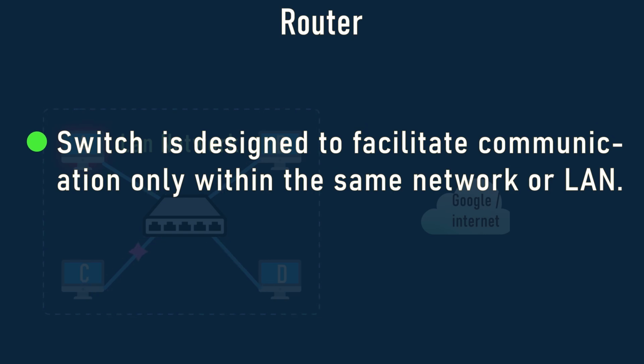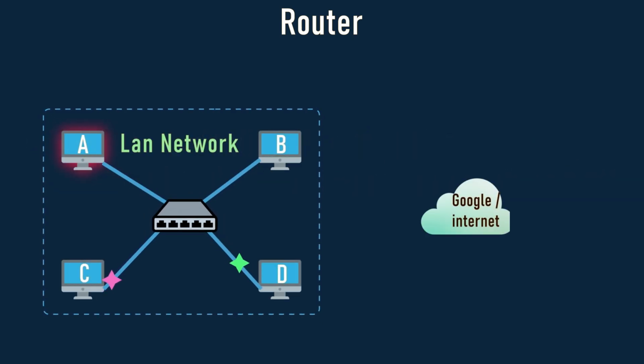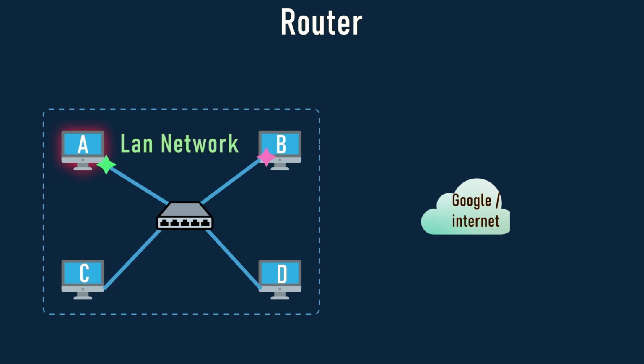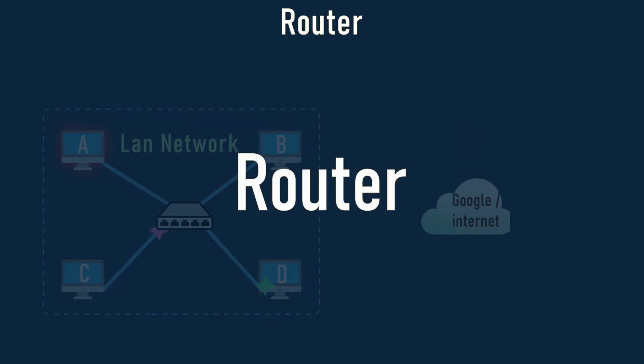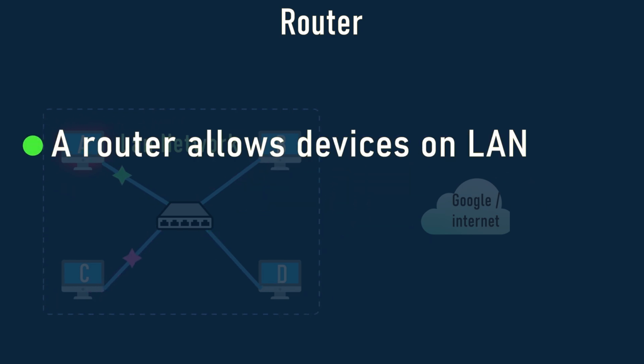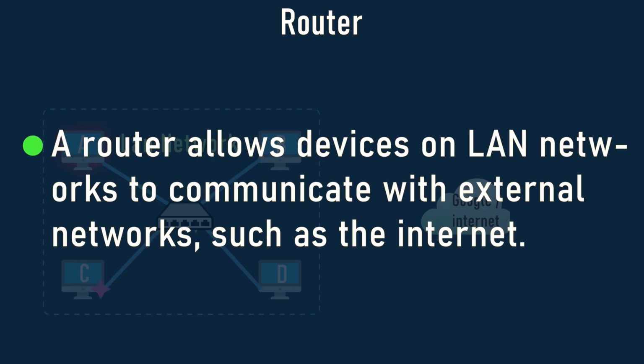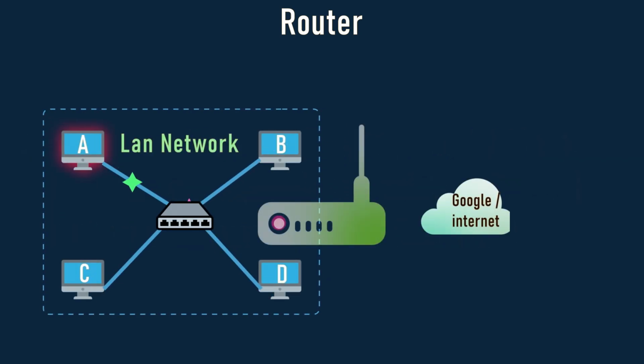So we need a device that can route or send data packets outside of the local area network. That device is a router. A router allows devices on LAN networks to communicate with external networks such as the internet. This is how a router looks like.